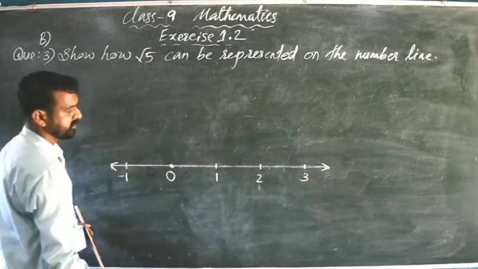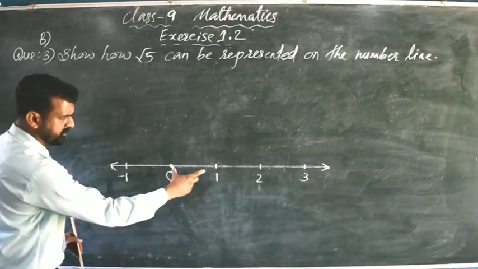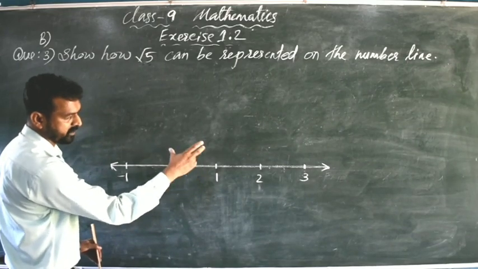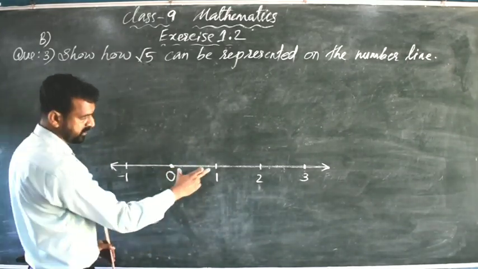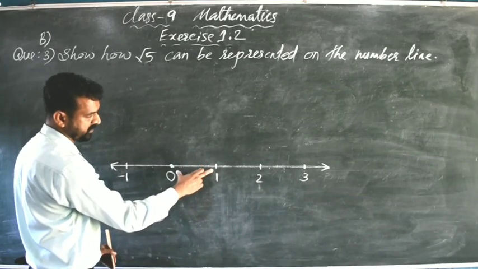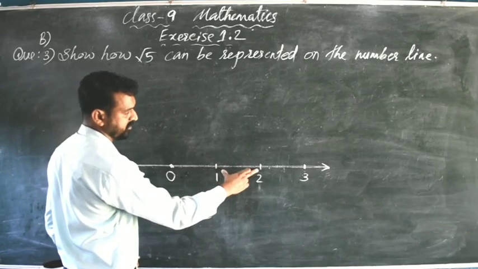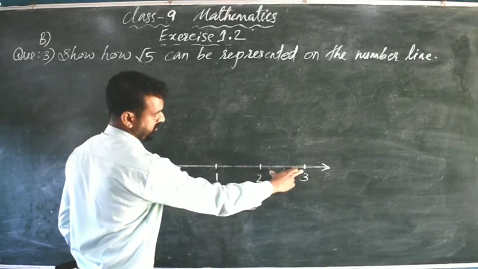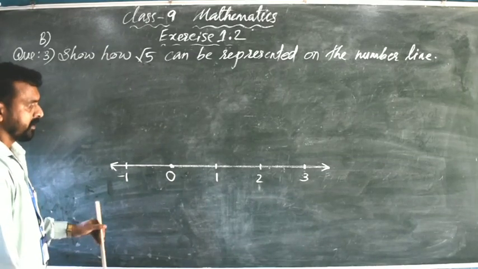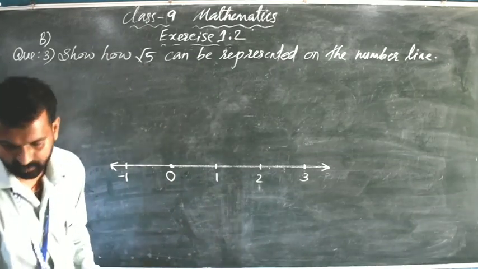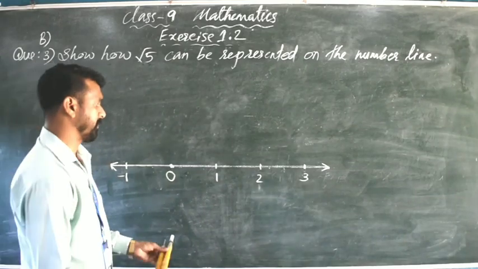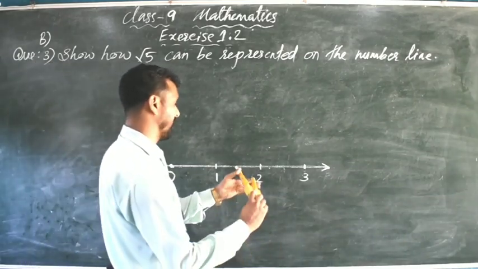Remember that if you take 1 centimeter in your scale, the figure will be very small. Better to take 2 centimeters or 3 centimeters. If you are taking 3 centimeters, then here also we have to mark 3 centimeters. After that we will draw a perpendicular through the point 2, perpendicular to this number line.